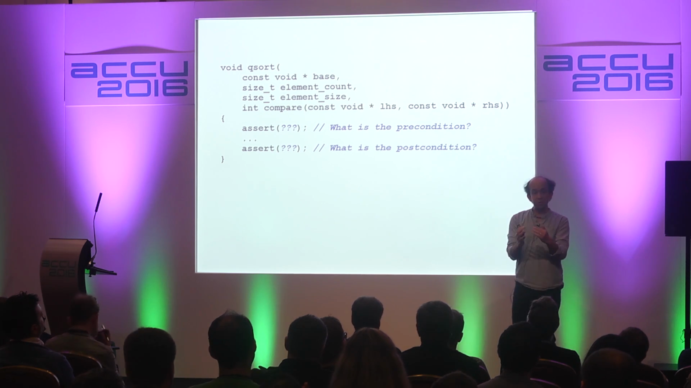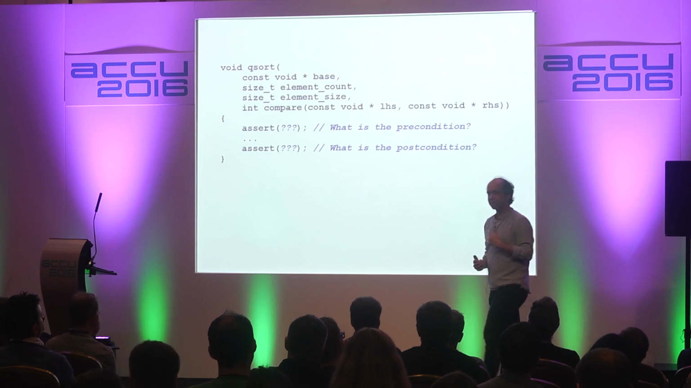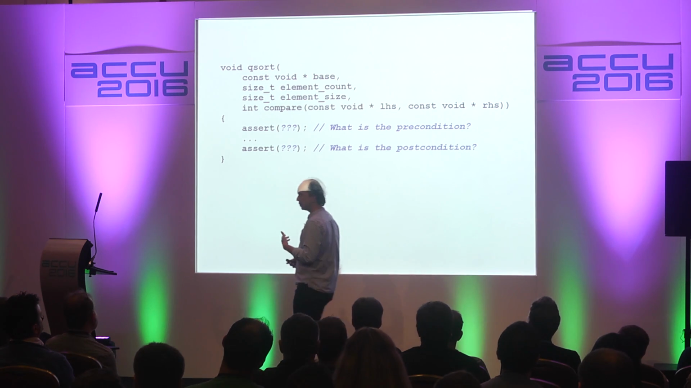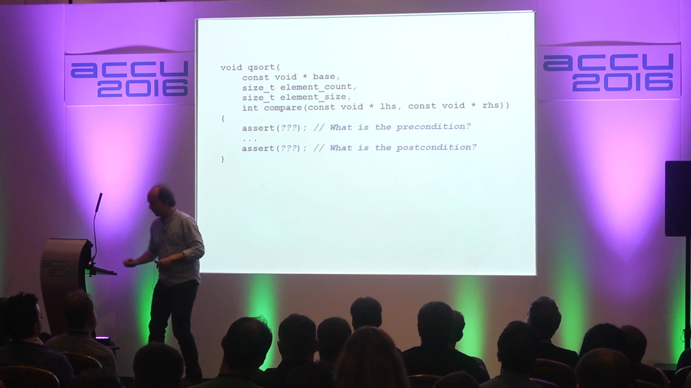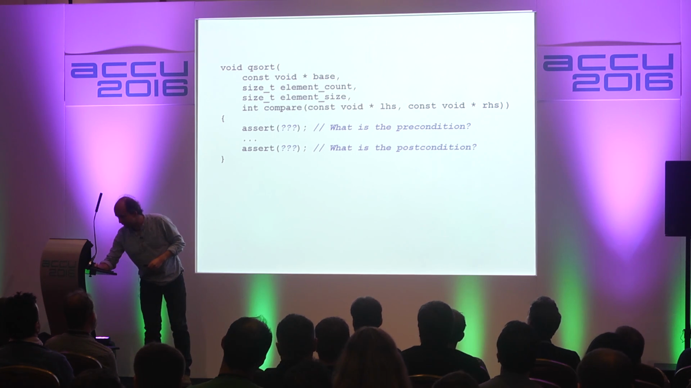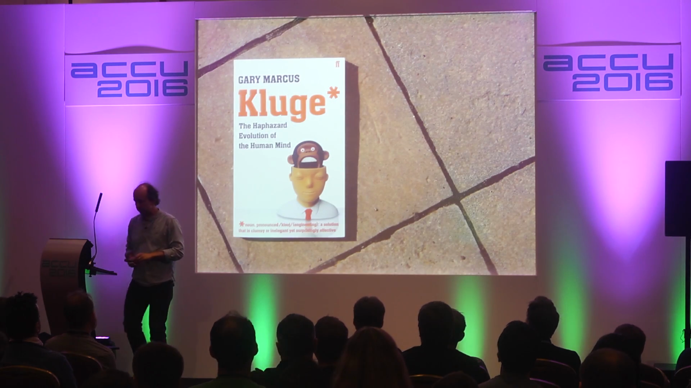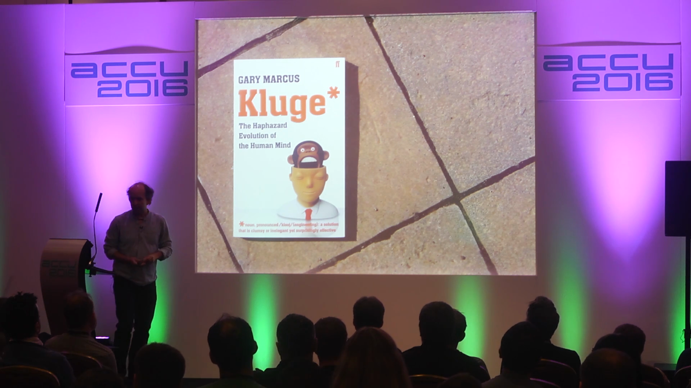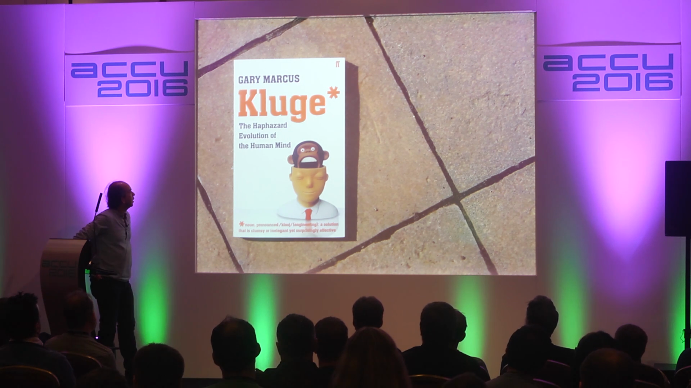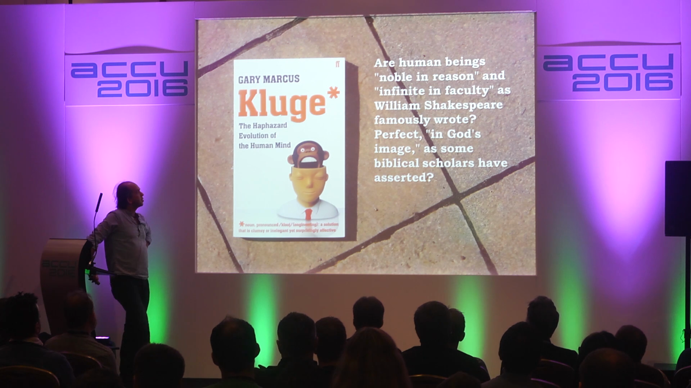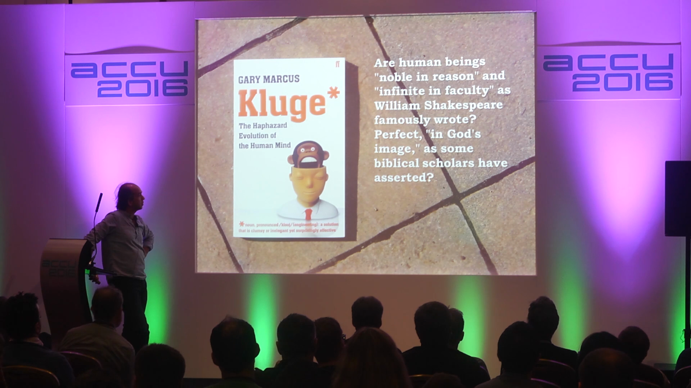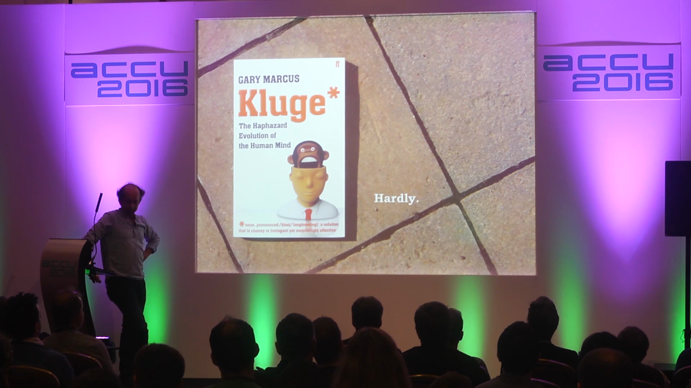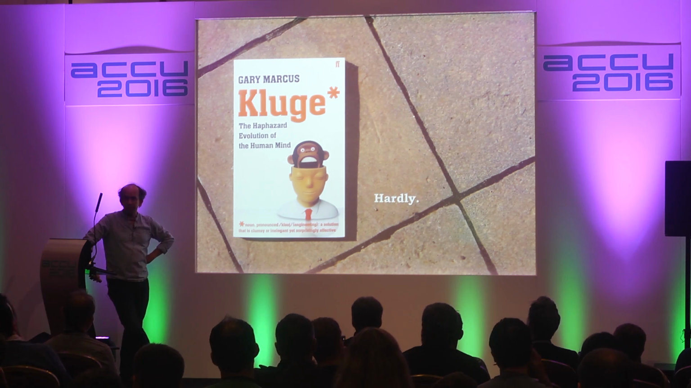And even when I come to do the postcondition, the chances are I've got a blind spot, because it turns out that we're not very good at being logical. As was observed in this rather good book by Gary Marcus, Kluge: The Haphazard Evolution of the Human Mind, are human beings noble in reason and infinite in faculty, as William Shakespeare famously wrote? Perfect in God's image, as some biblical scholars have asserted? Hardly. It turns out we're rubbish at this.